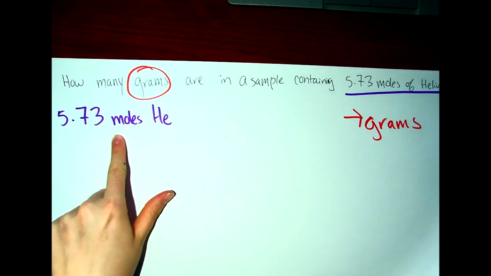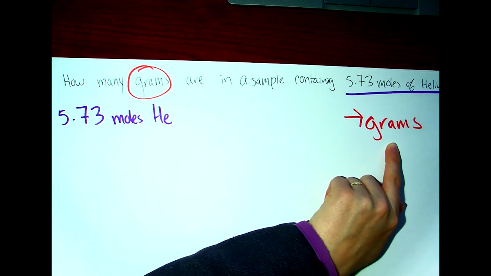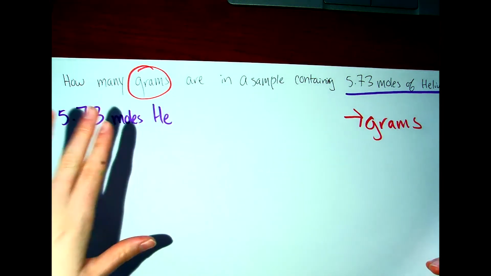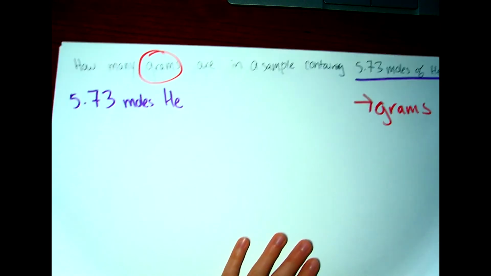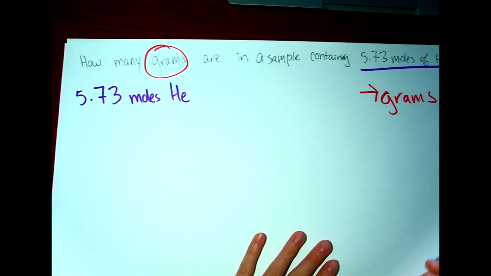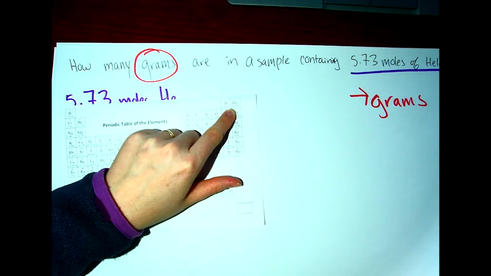So I'm at moles, and I know I want to get to grams. Do I have a relationship in a unit conversion factor that I could use to get from moles to grams? I do. That's called molar mass. So we're going to go ahead and look at our periodic table to find the molar mass of helium.